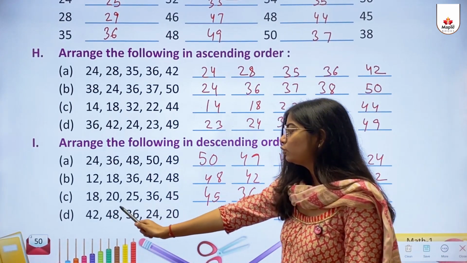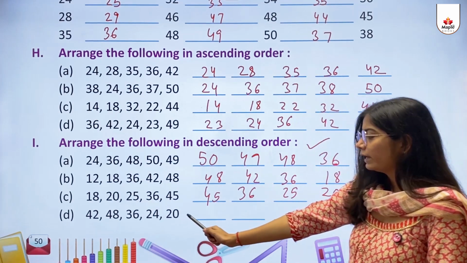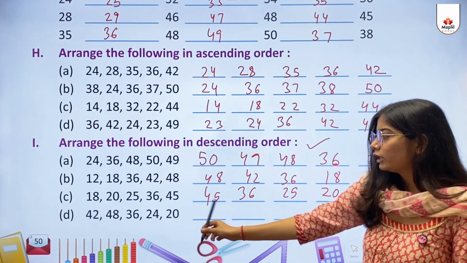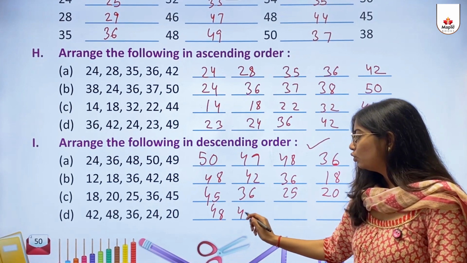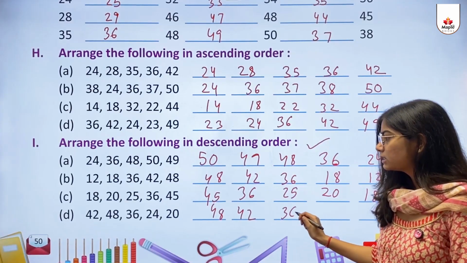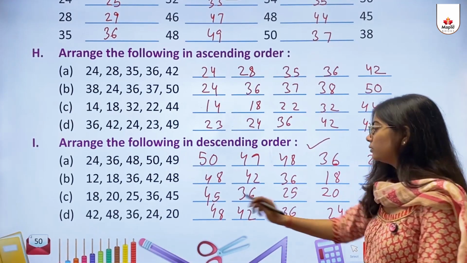Then D: 42, 48, 36, 24, 20. The largest one is 48. Then 42. Then 36. Then 24 and the smallest one is 20.